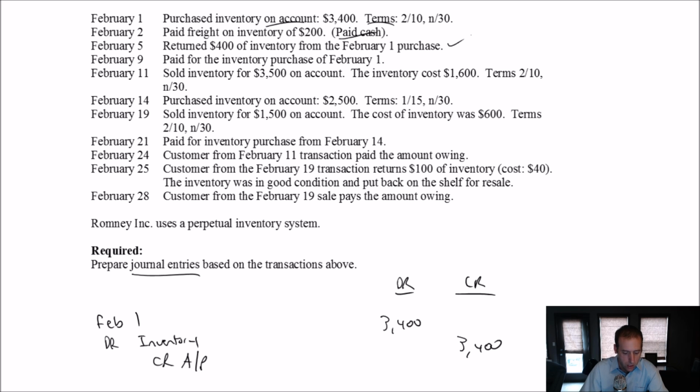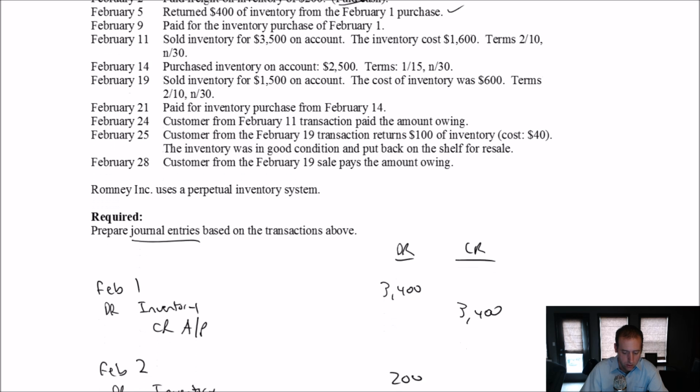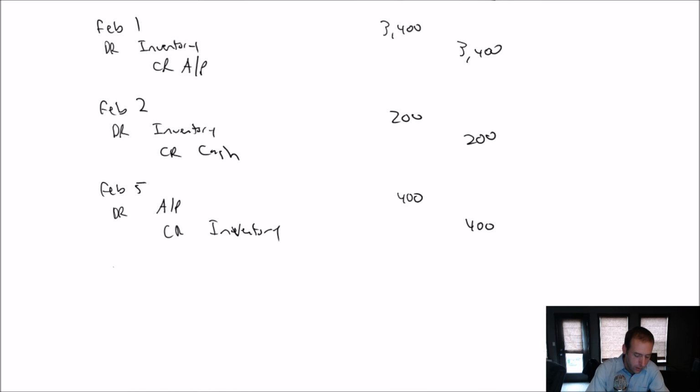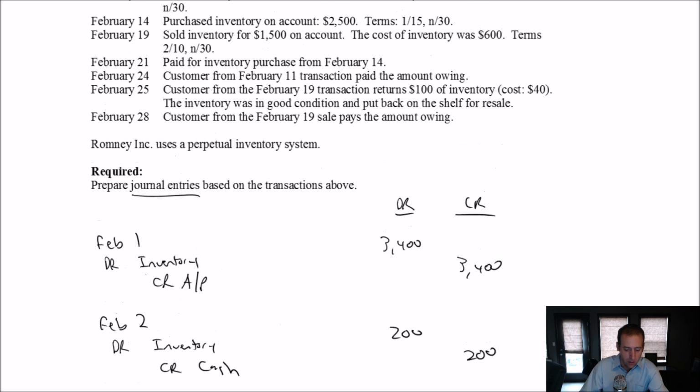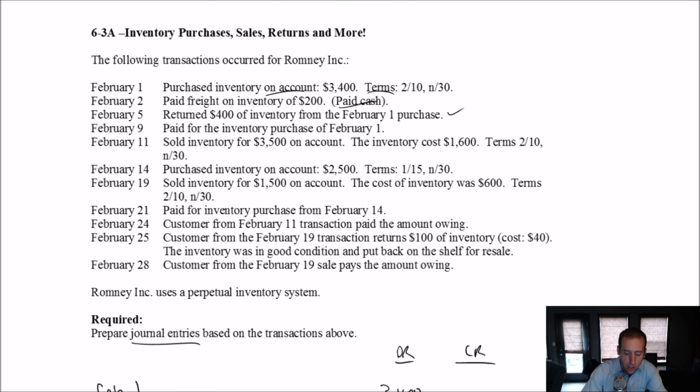February 9th. Okay, we're going to have a bit of work to do on February 9th. Paid for the inventory purchase of February 1st. Okay, so February 9th. I'm going to be crediting cash, but let's figure out for how much. Now, we bought the inventory for $3,400, but we returned $400, and we've paid the freight. The freight's going to have nothing to do with this entry. So the freight's just separate. So $3,400, return $400 means I owe $3,000.